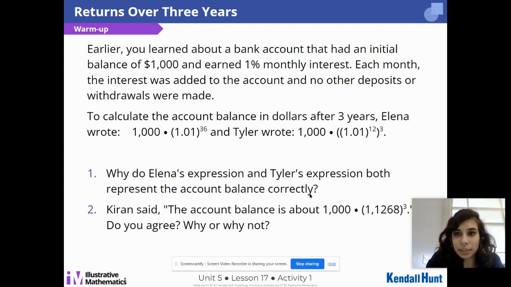So earlier you learned about a bank account that has an initial amount of $1,000 and earns 1% monthly interest. Watch your unit of time here. Each month the interest is added to the account and no other deposits or withdrawals are made. To calculate the account balance in dollars after 3 years, Elena wrote 1,000 times 1.01 to the power of 36. Tyler wrote 1,000 times 1.01 to the power of 12, to the power of 3. Why do Elena's expression and Tyler's expression both represent the same balance correctly? Kieran also gives the account balance in a different representation. We'll talk about what all of those represent.